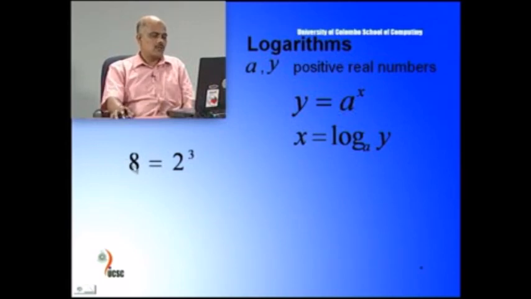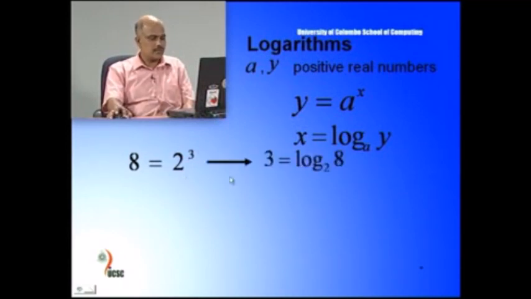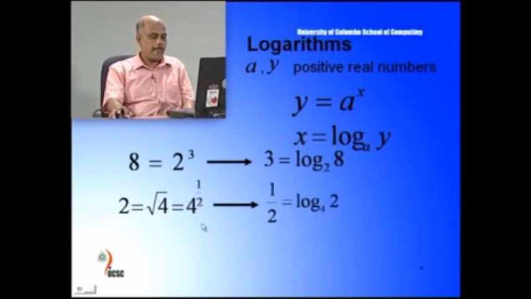Example, since 8 can be written as 2 to the power 3, the 3 is the logarithm of 8 to the base 2, that is this. And here, since 2 can be written as 4 to the power half, the half should be the logarithm of 2 to the base 4. And here, since 5 to the power minus 1 can be written as 1 upon 5, the minus 1 should be the logarithm of 1 upon 5 to the base 5.